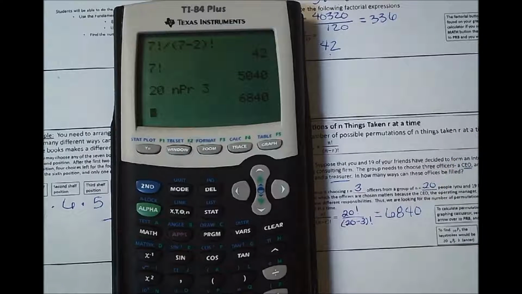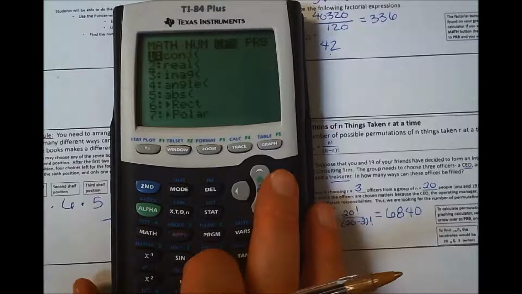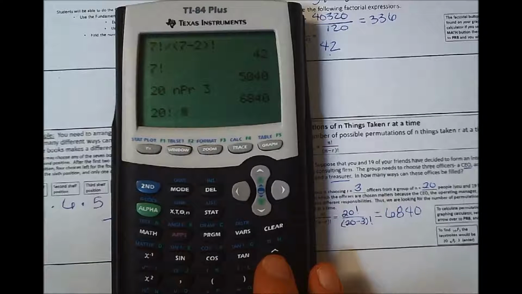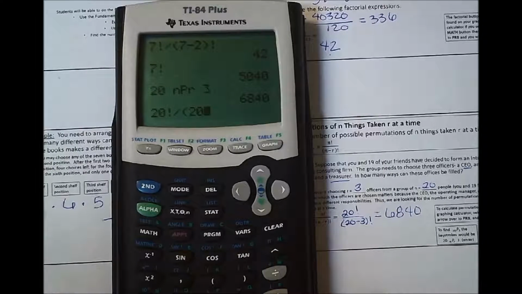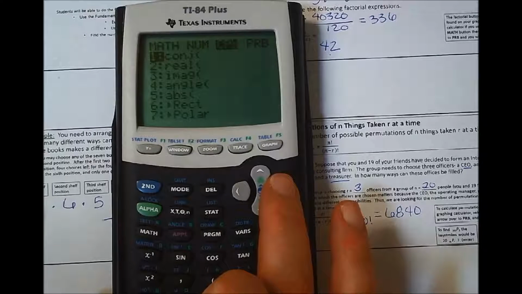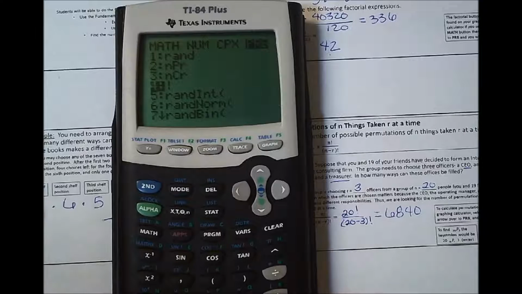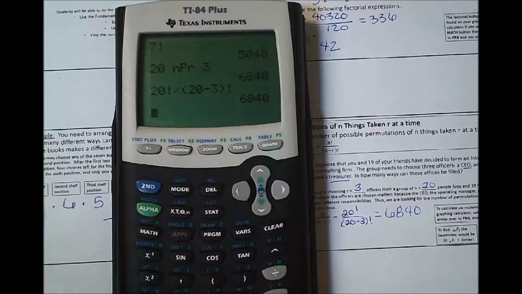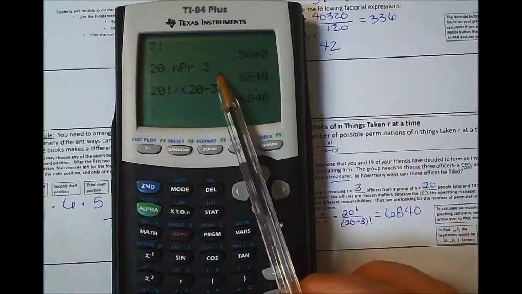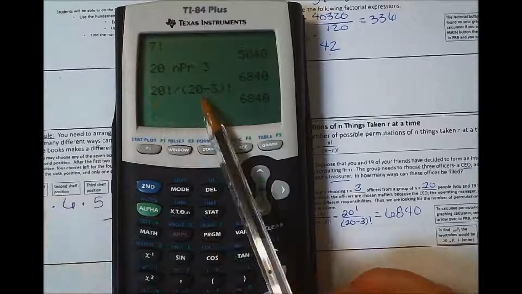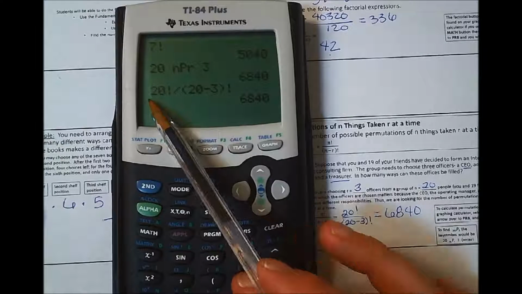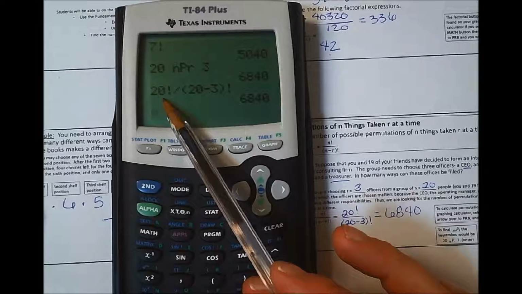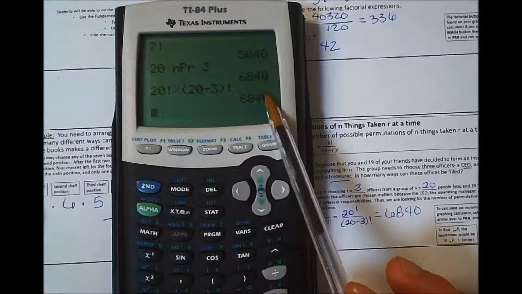You could also just go ahead and put in the formula. That's totally okay too. Minus 3, math, probability. And you get the same thing. So if you want to use the formula, you can, or you can just use nPr. Either way, you'll get the same answer. If you try to do it individually, I believe 20 factorial is way bigger of a number than will fit on the calculator.